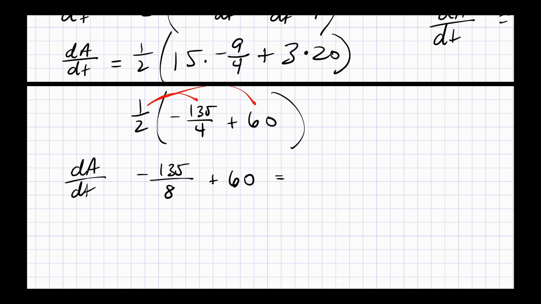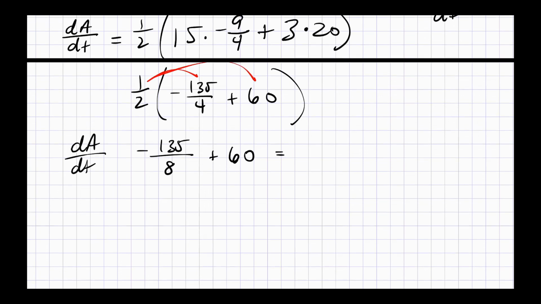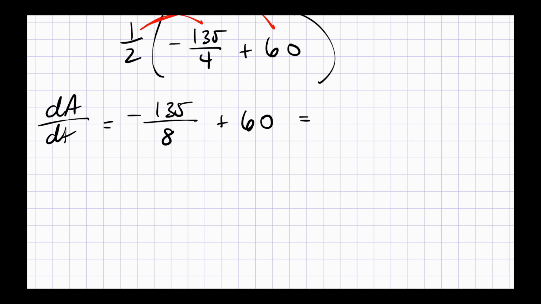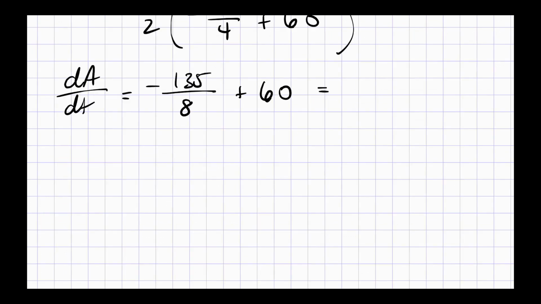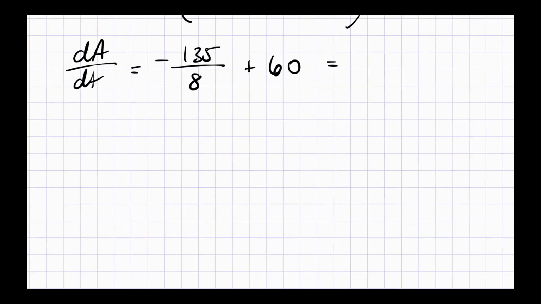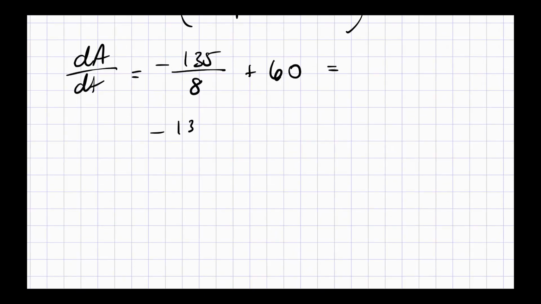See, 135 divided by 8 is a fraction. So what I'm going to do is get a common denominator here. So instead of 60, what's 8 times 60? 480. So -135/8 plus 480/8. So I get 345 divided by 8.